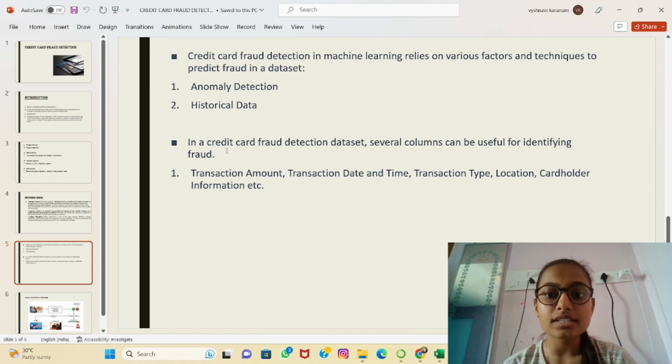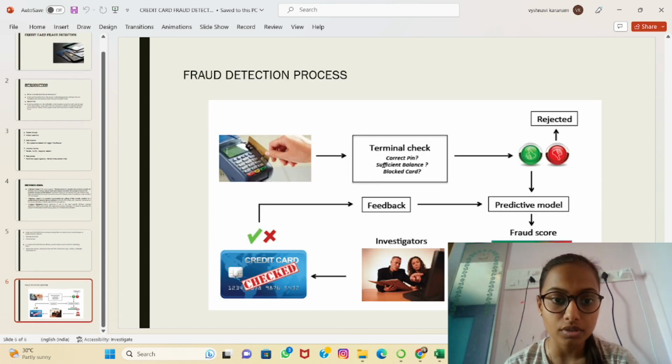Now in our dataset, the columns that are helpful to find fraud are transaction amount, like how much amount has been transacted, transaction date and time, transaction type, whether it is online or offline, the location at which the transaction has been done, and extra credit card information and holder information.